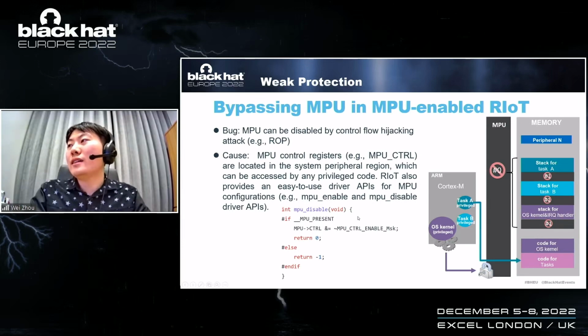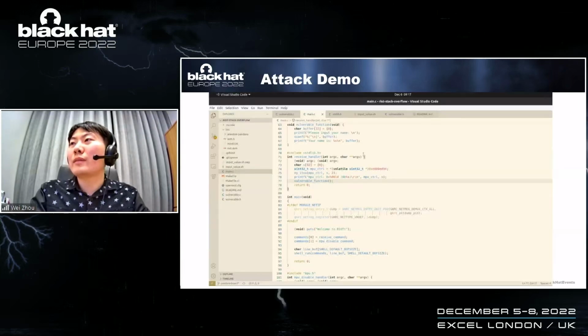So for any attack, if there is just an overflowable buffer, it can be taken advantage of by the attacker, and then he can redirect the execution to these MPU disable functions and shut down the MPU. And this is a short demo to show our attack process.